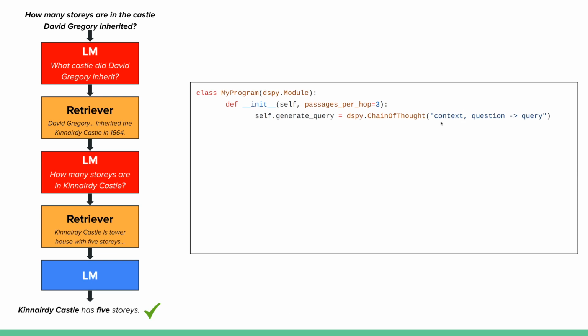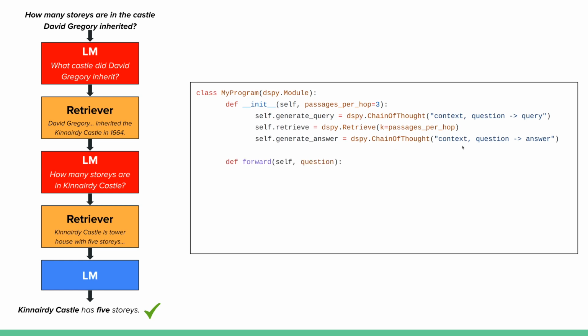So this is a signature that's going to take a context and a question, and it's going to generate a query. Notice that this is different from taking a question and outputting an answer. It's a different signature. Then you have the retriever, and let's say it's going to retrieve 3 paragraphs at a time. And then we can have the answer generation. So this is going to take the context that we've gathered so far and a question and generate the final answer.